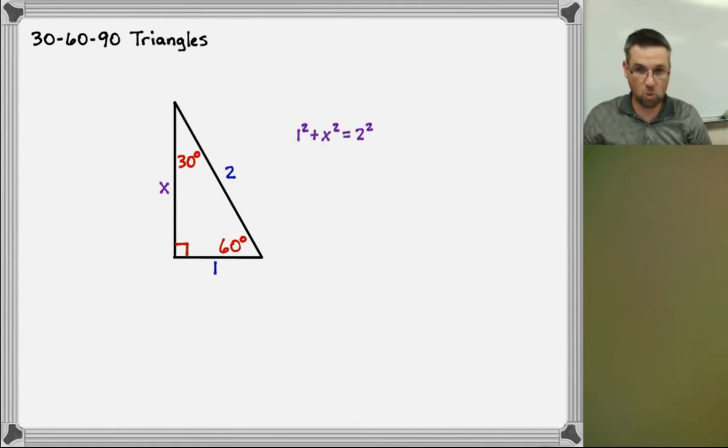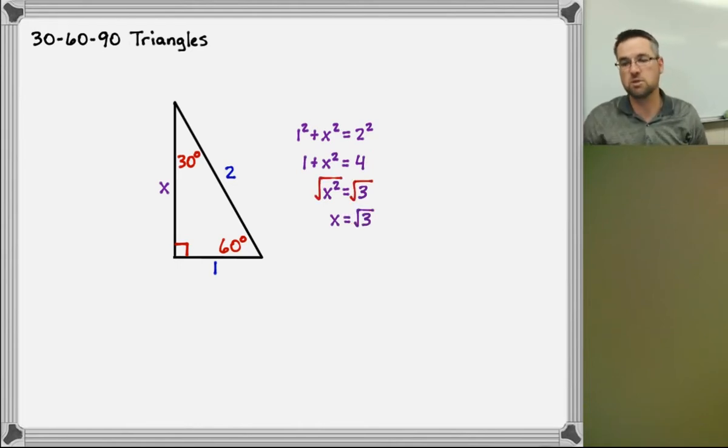Well, 1 squared is 1 and 2 squared is 4. And then we'll subtract the 1 from both sides. We get x squared is 3. We square root both sides, and we end up with x is equal to square root of 3. That's as simple as we can get it. We're going to leave it as a radical. So that third side is the square root of 3.